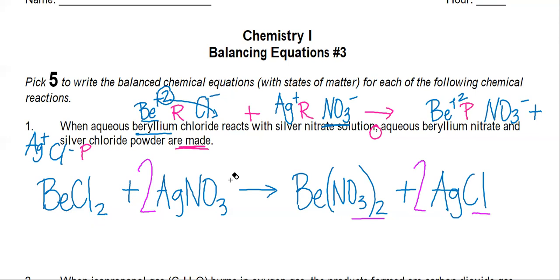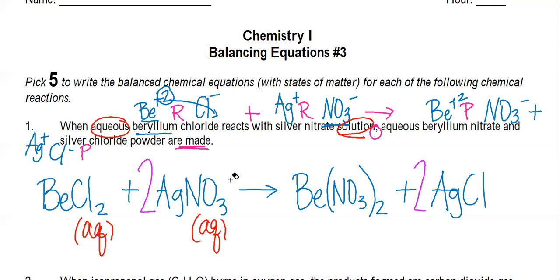Let me erase these lines. So we're at 2 out of 3 points right now. Last thing that we've got to do is write states of matter. So the states of matter are given in the problem. Okay, so you have to look for keywords here. The aqueous beryllium chloride tells us that the BeCl2 will be labeled as aq for aqueous. Okay, then the silver nitrate is a solution, and you should have written this down from your notes. Solutions are always labeled as aqueous.